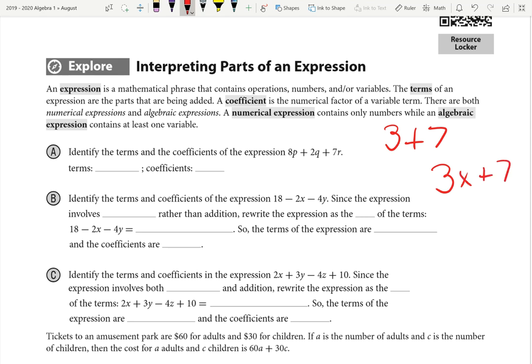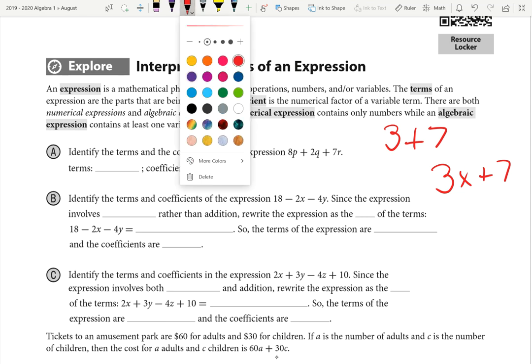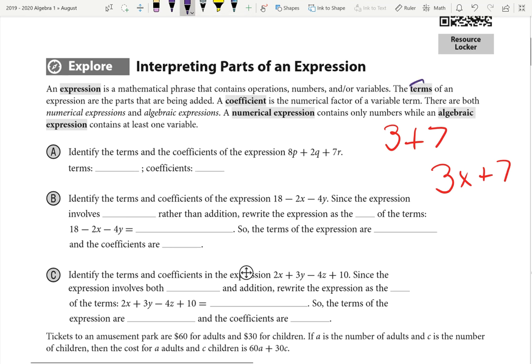Okay, so the terms of an expression, I'm going to use a different color to highlight this here. The terms of an expression are the parts that are being added. Now, it also could be a minus, but if it's a minus, it means it's a negative term. Here you can see 3 is a term and 7 is a term. There are two separate terms here. And in the second one that I wrote, we have 3x and we have 7. That's two terms as well. The 3x, even though it's being multiplied together, is still together and still counts as one term.